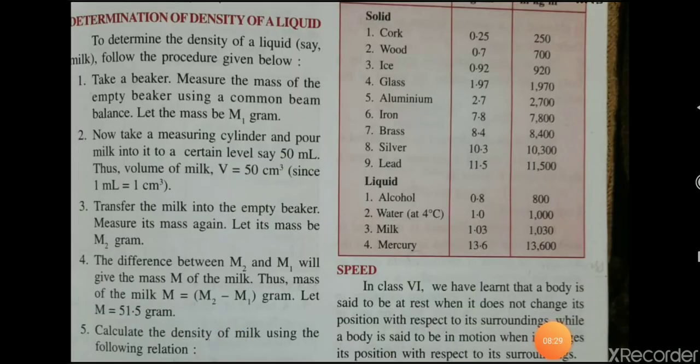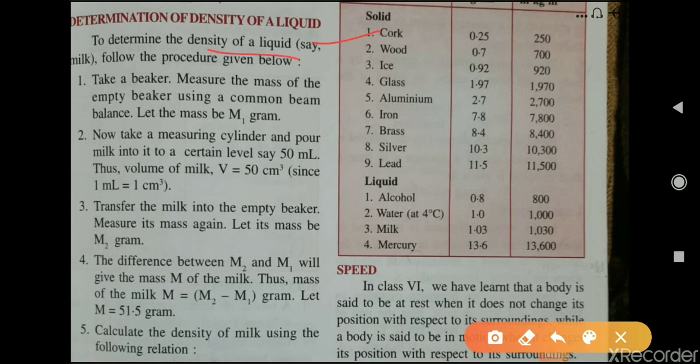Now, to determine the density of a liquid, follow this procedure. You have to take a beaker and measure the mass of the empty beaker by using a beam balance, and let's say it be M1.